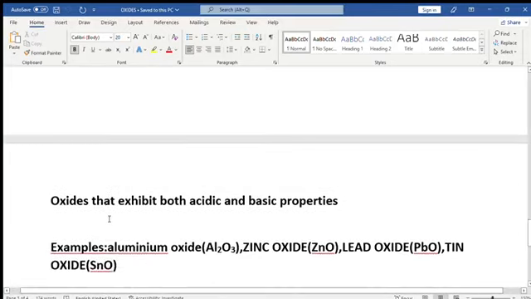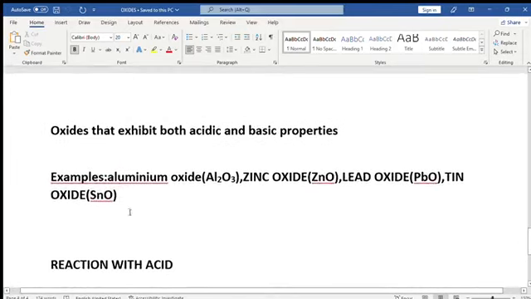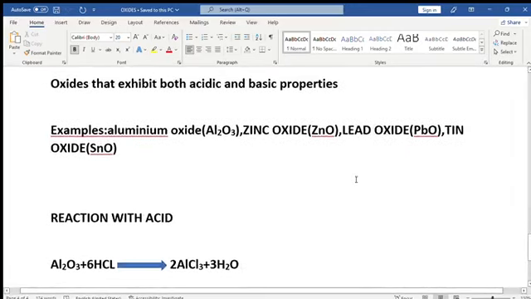As we've established, they exhibit both properties of acids and bases and usually come from metals. The very common examples are aluminium oxide, which is the ore from which aluminium is extracted, zinc oxide, lead oxide, and also tin oxide. So now, let us see an equation of how it would look when these oxides react with an acid or a base, because we've established that they'll undergo neutralization reactions because they can act as an acid while reacting with a base and a base while reacting with an acid.